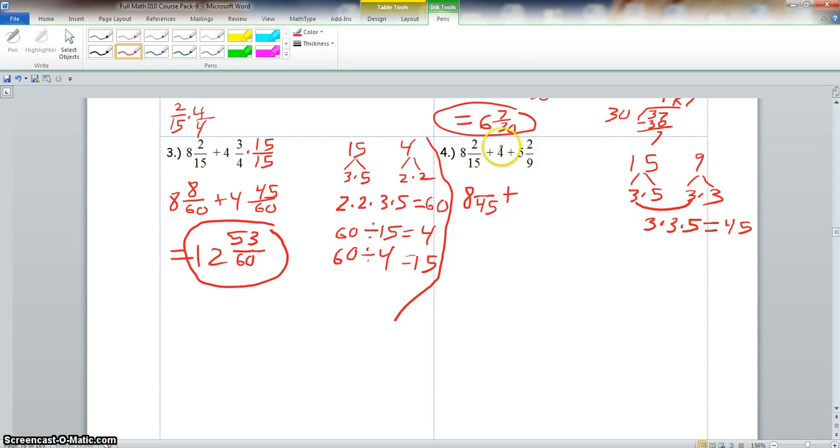Oh, and you know what? I did not even see this. We had this extra 4 here, but we don't have to worry about that 4. We just bring it down. Plus 5, and our common denominator here is still 45.